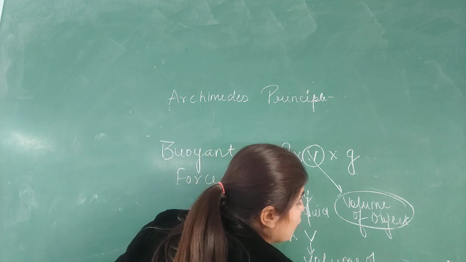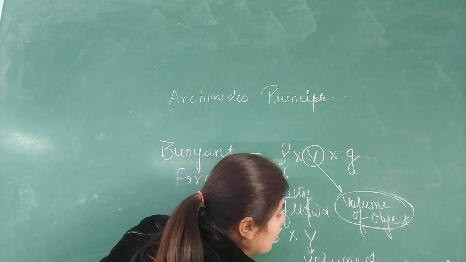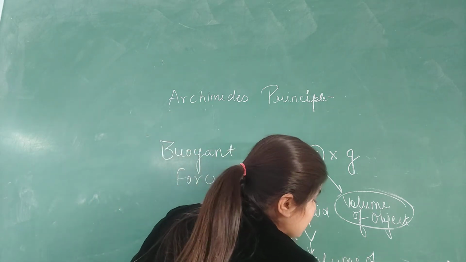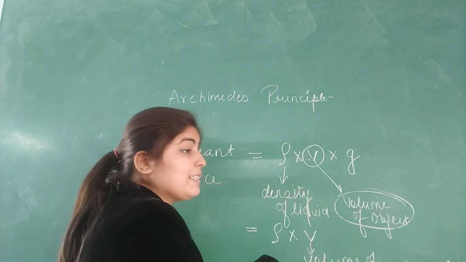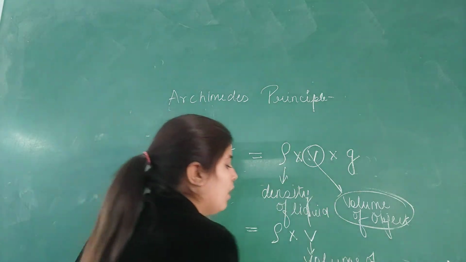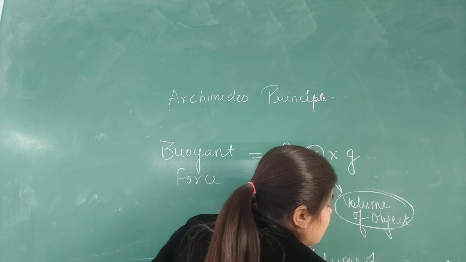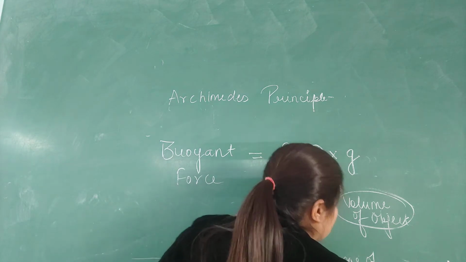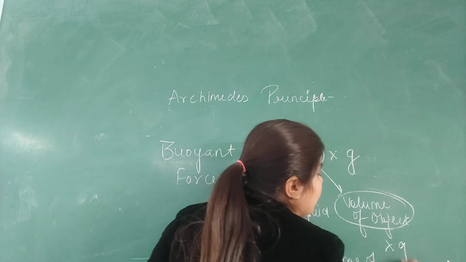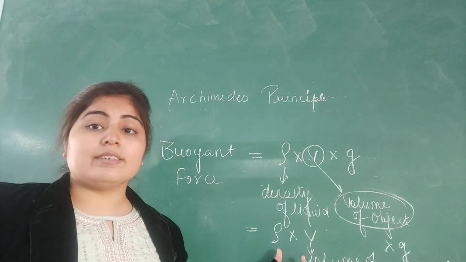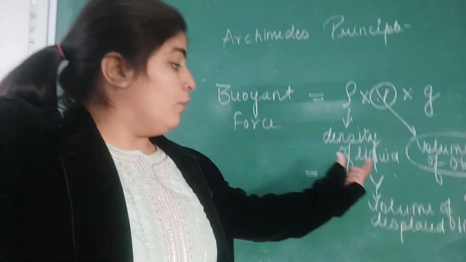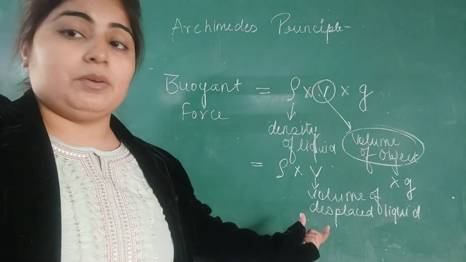जितना उसका खुद का वॉल्यूम है उतना ही वो वाटर को भी डिस्प्लेस करेगा. वॉल्यूम क्या होता है? स्पेस. तो जितनी उसकी खुद की स्पेस है उतना ही तो वाटर में जाके ऑक्यूपाई करके उस वाटर को हटाएगा. सो वॉल्यूम ऑफ डिस्प्लेस्ड लिक्विड. ओके. It will be rho into V into g. यहाँ rho is what? Rho is the density of liquid. V is the volume of the displaced liquid.